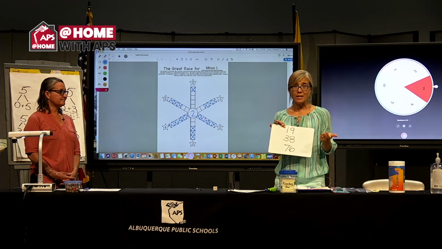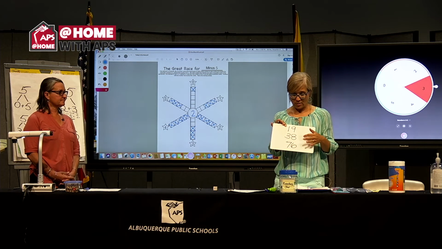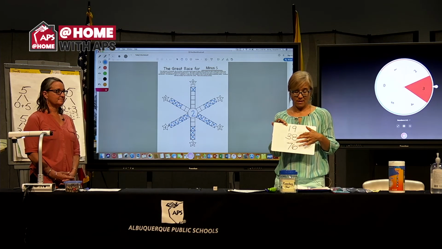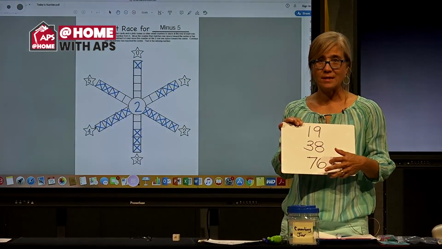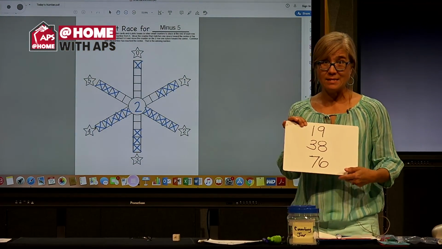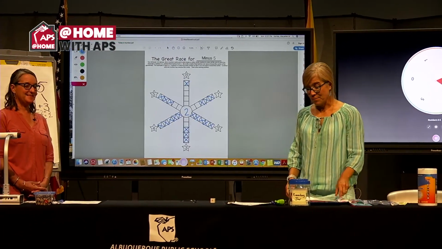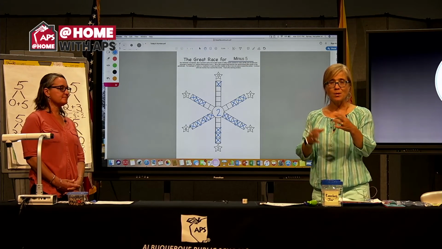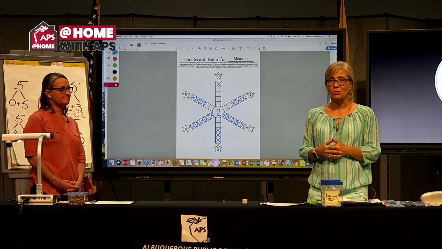Maybe pinto beans or noodles or pennies or just something you have lying around your house. If you're a first grader, try to make a collection of 38 things. If you're a second grader, try to make a collection of 76. You're going to have 7 tens in there, so that might be quite a lot, so pick something small. If you have some dominoes around your house, try playing some dominoes and doing some adding of the dominoes to see what you can get, because dominoes are sure a lot of fun.